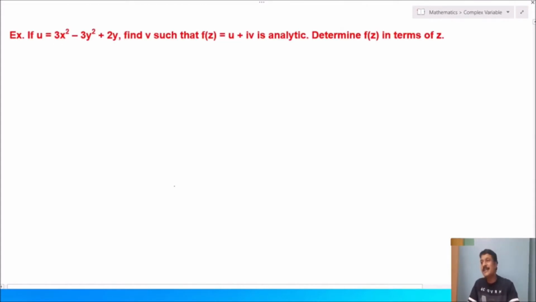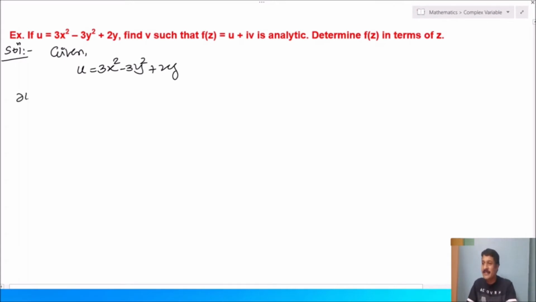Now consider another example. If u equal to 3x square minus 3y square plus 2y, find v such that f of z equal to u plus iv is analytic. Determine f of z in terms of z. So here we want to find v also, the corresponding harmonic conjugate. As per this step, the solution is what? What is the given thing here? Given u equal to 3x square minus 3y square plus 2y.